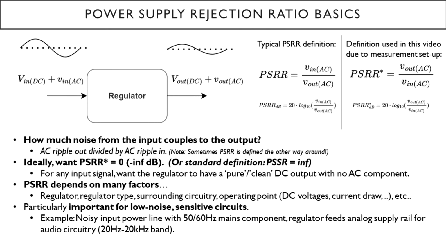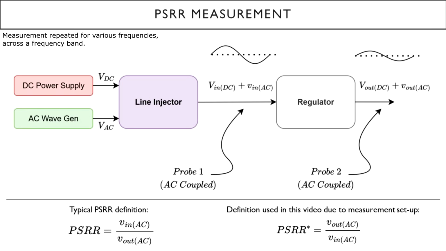Also, noise coupling onto your DC rails can worsen the performance of digital circuits by introducing jitter, phase noise in oscillators and more. Performing a PSRR measurement is actually fairly straightforward. There are many different ways of doing this.